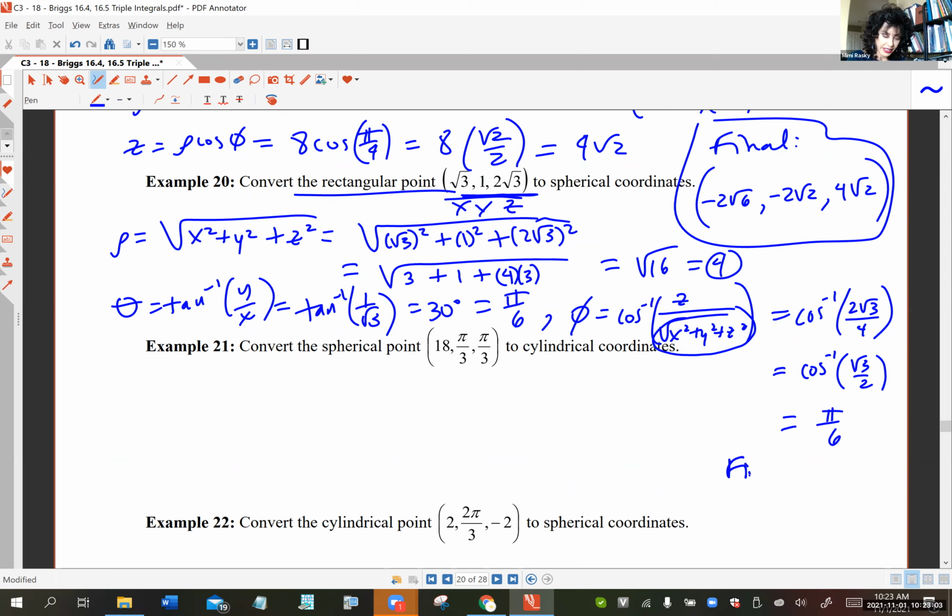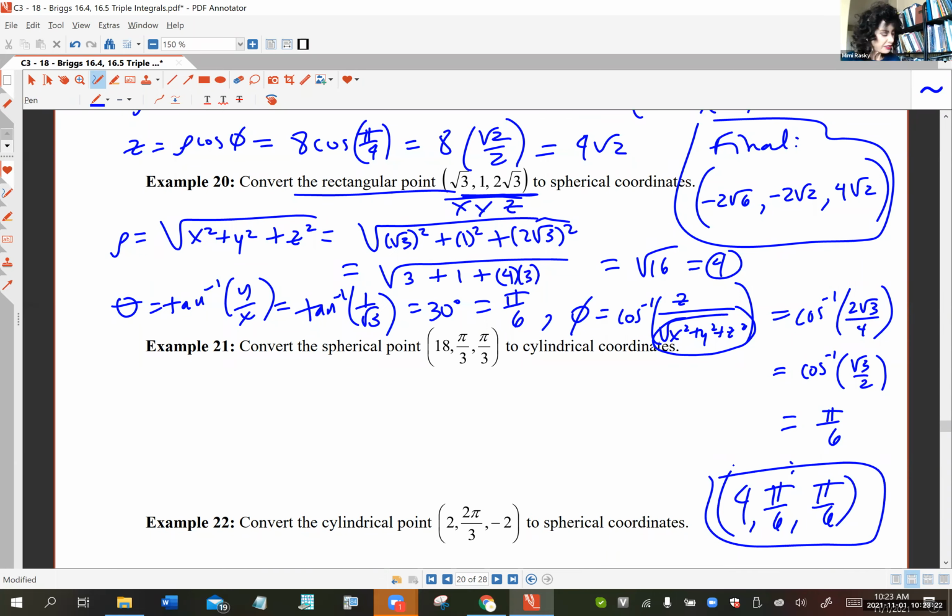And so our final answer is the ordered triple 4, comma. Oh, wait, we're not done yet. Hold on. I didn't get my, no, I did 4. Sorry. I got both of them happen to be pi 6. That's not that common, but it's okay. So there's your final answer to example 20.